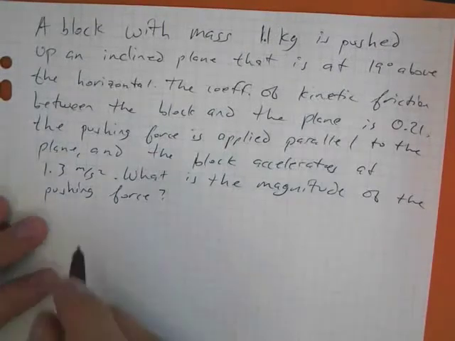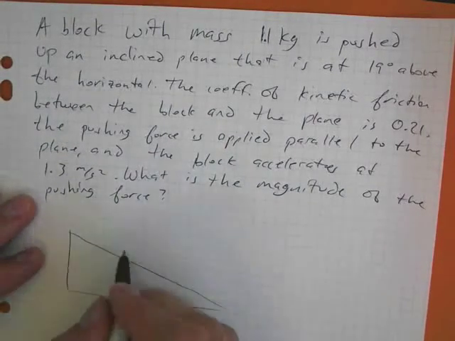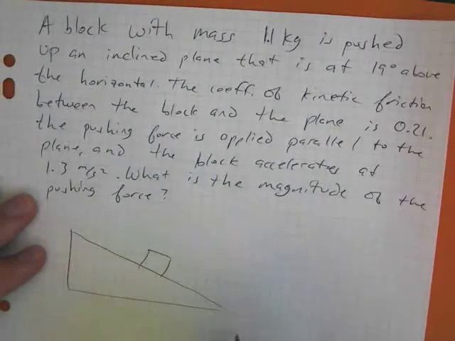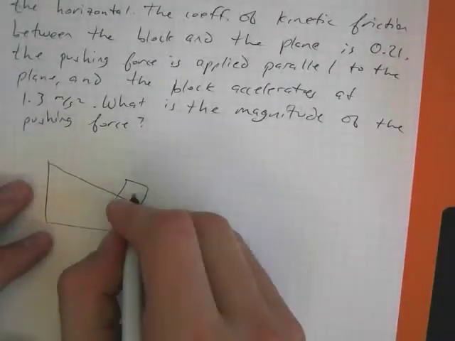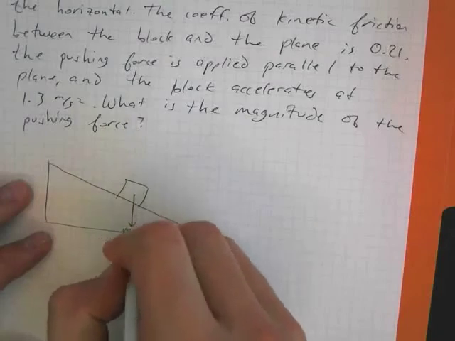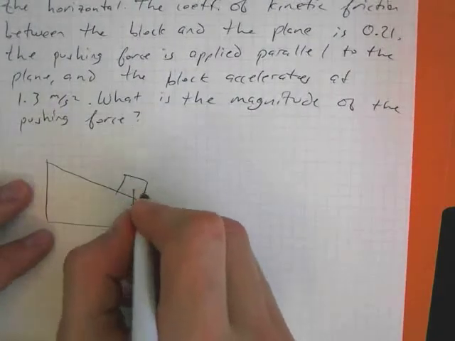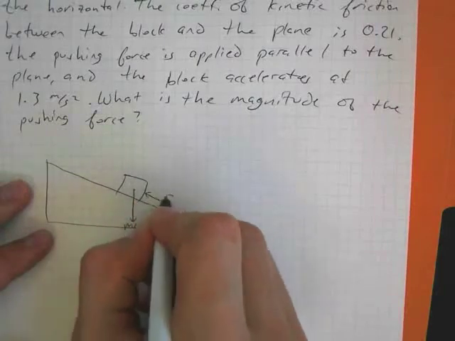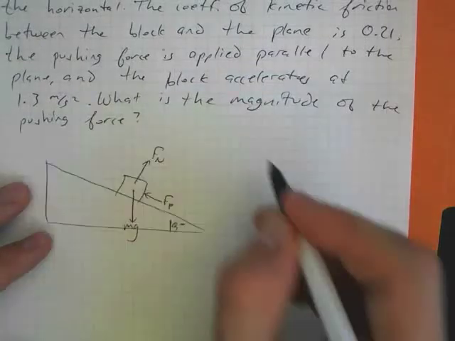As always, let's draw a picture. We've got our plane, we've got our block. We've got an angle of 19 degrees. And let's draw in our forces. We have gravitational force acting on the block. We have a pushing force going up the ramp. We have a normal force perpendicular to the ramp.